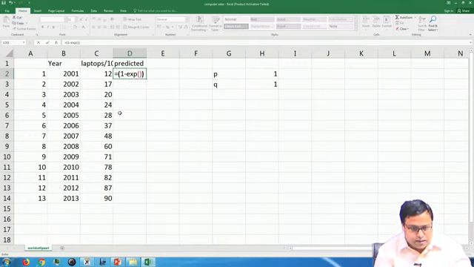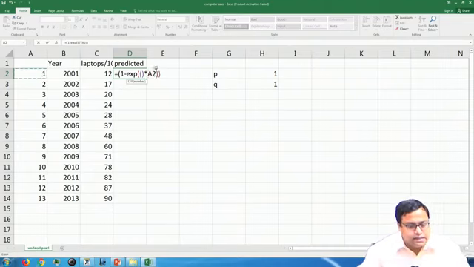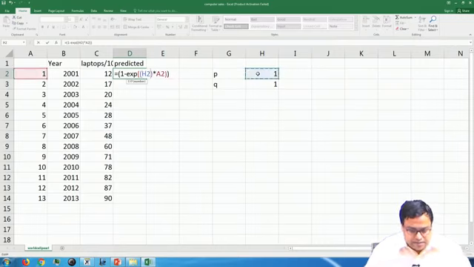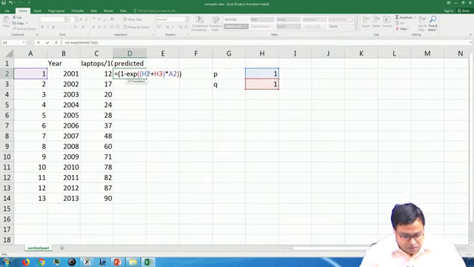Exponential of something. What will I write in this something? In this something I will write something into the t, the t is this, and what is this? This is P plus Q. So, this plus this, and H2 and H3 I have to put a F4.